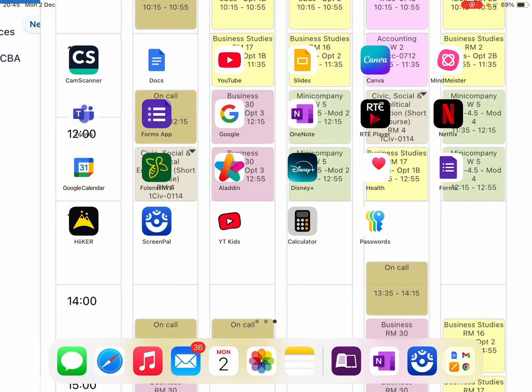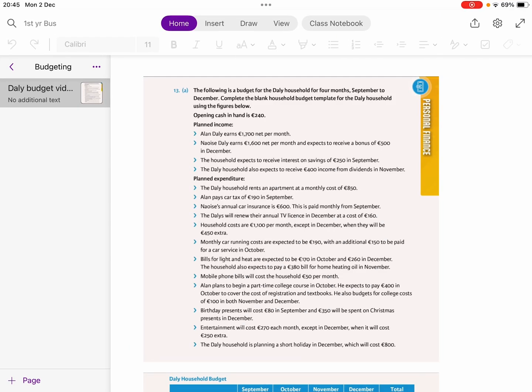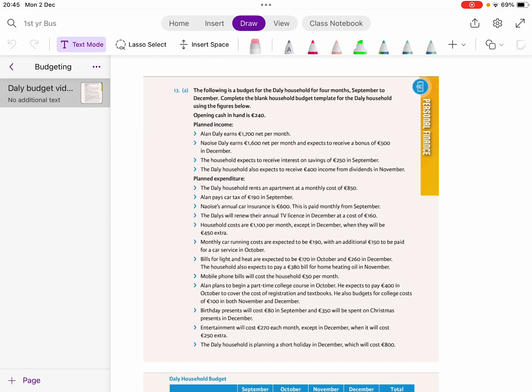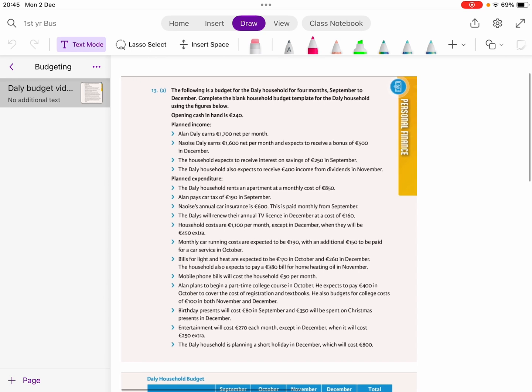Complete a budget from start to finish. So today we're going to look at a budget for the daily household. Okay, so it's for 4 months and it's from September to December. So we're going to read through the whole question and then we're going to talk through our steps.